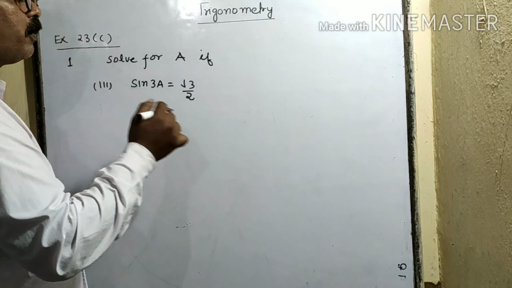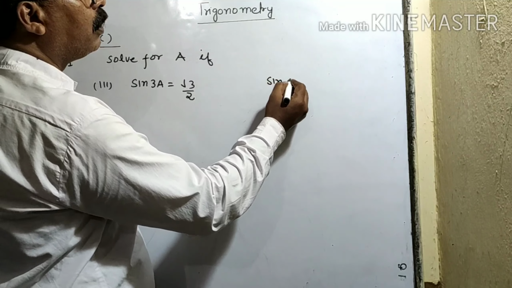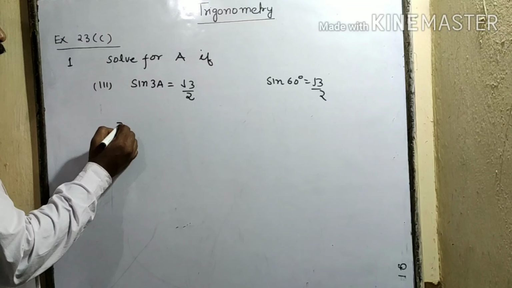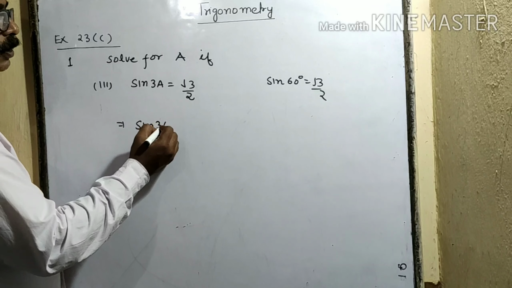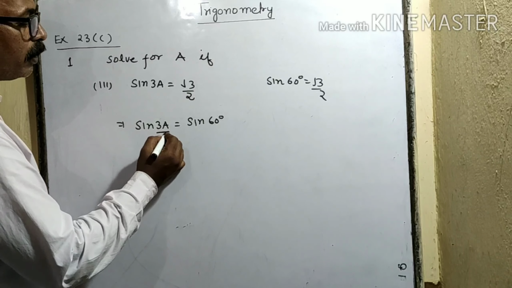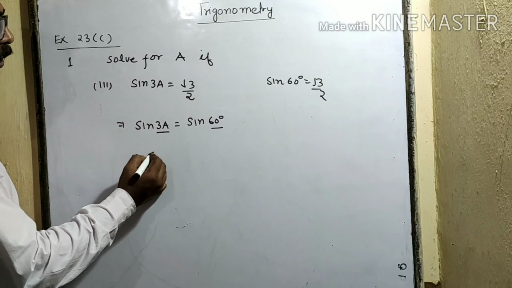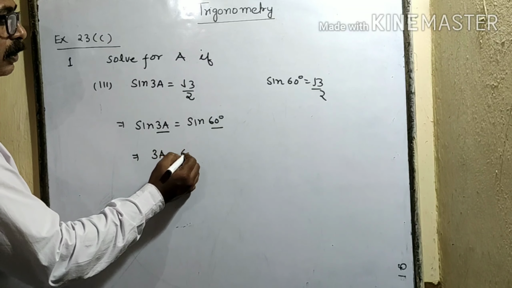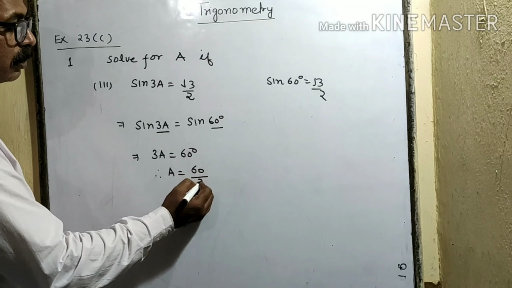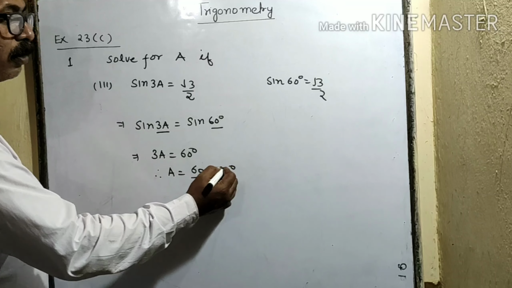So if we see the trigonometric table, you will find that sin 60 degree is equal to root 3 by 2. So it implies that sin 3A will be equal to sin 60 degree. We will compare this angle to this one. It implies that 3A will come out as 60 degree. Hence the value of A will come out as 60 by 3, that is equal to 20 degree.